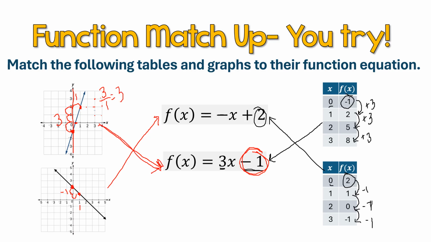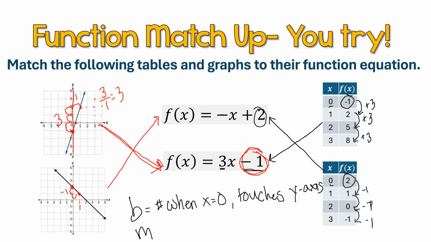So we can turn our functions into tables, and then we can turn our tables into graphs, and we can turn all of them back into equations. The main thing to remember is that b is the number when x equals 0, and the one that touches the y-axis when it's on a graph. M is the change. How is each number changing? And it can be positive or negative.